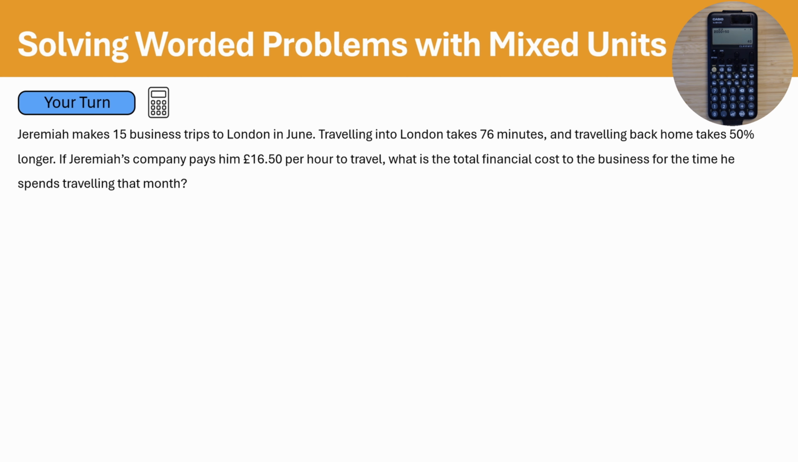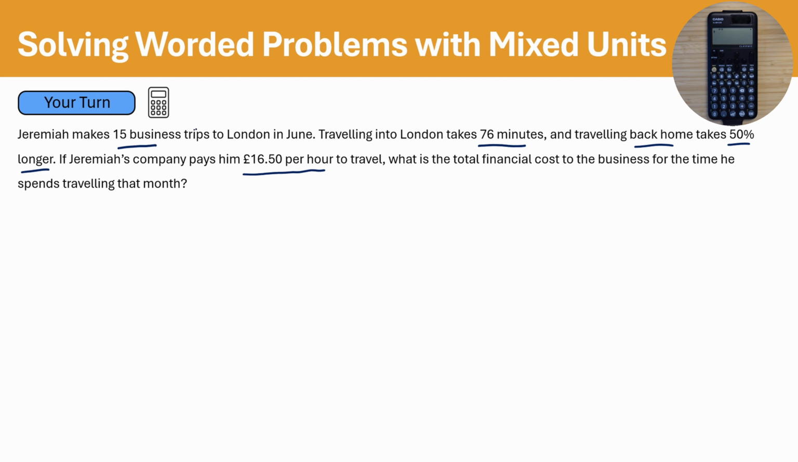Pause the video and give this next problem a go, and then we'll look at the solution. So Jeremiah makes 15 business trips to London in June. Traveling to London takes 76 minutes, and traveling back home takes 50% longer. If Jeremiah's company pays him £16.50 per hour to travel, what is the total financial cost to the business for the time he spends traveling that month?